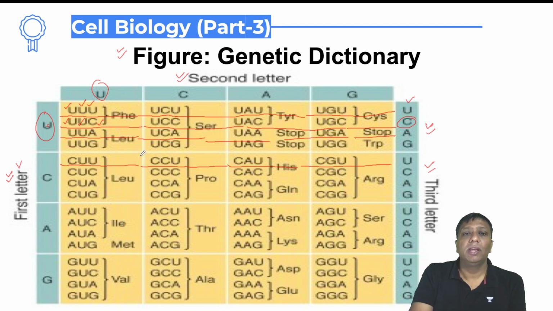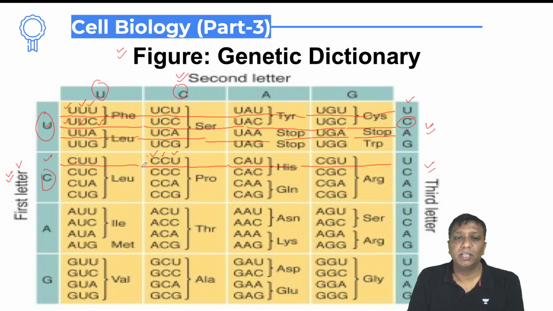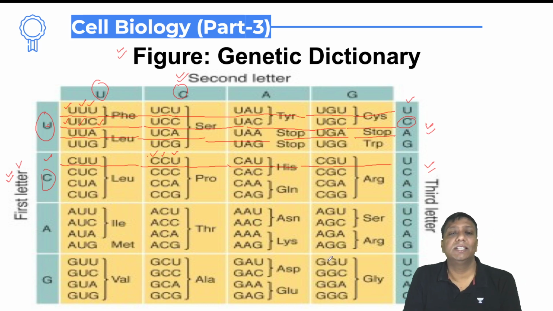If I ask you, in this box, what should be the genetic code? See, the left side here is what? C. In this box there is a C. On the upper side you see there is C. So this is CC, and the right side is what? That is U. So this is one more genetic code in the genetic dictionary. Whichever one I ask you, you will get all these 64 types here, guys.